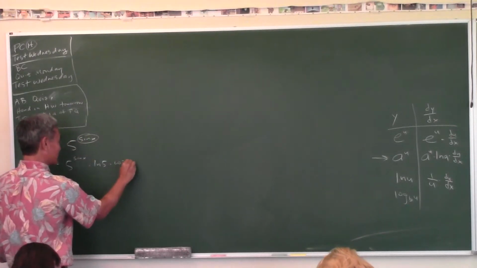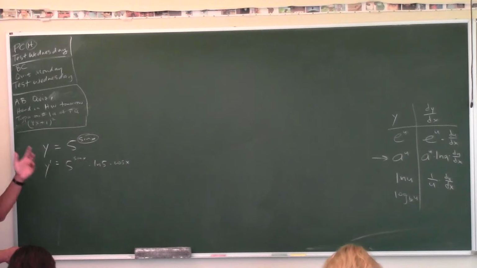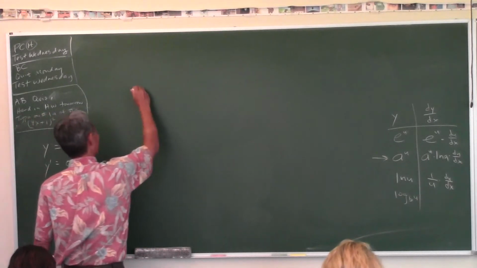Cosine x, there you go, that's the derivative. It looks ugly, but that's what it is. So you guys understand when to use, see that's the key to doing these derivatives, is you gotta know when to use which rule. So here, let me break it down for you.